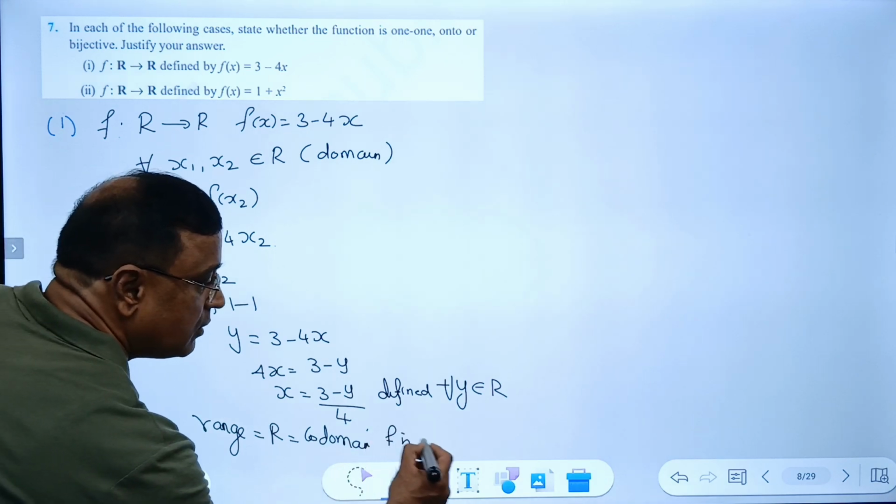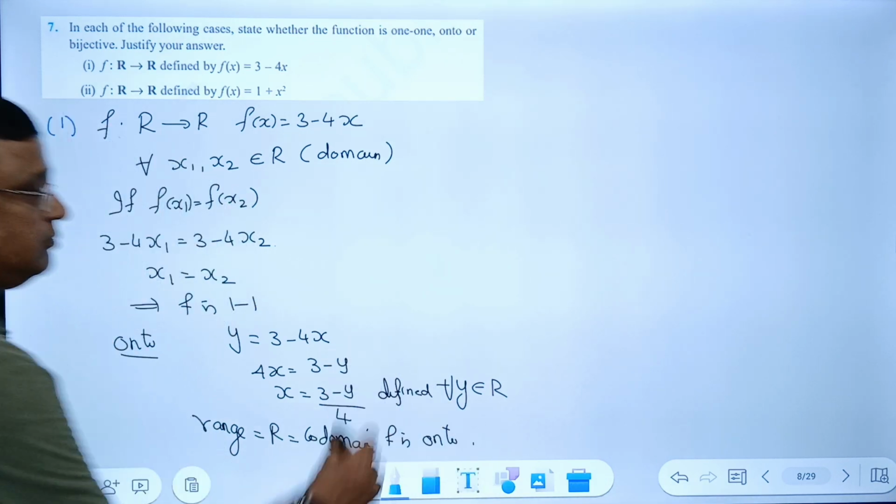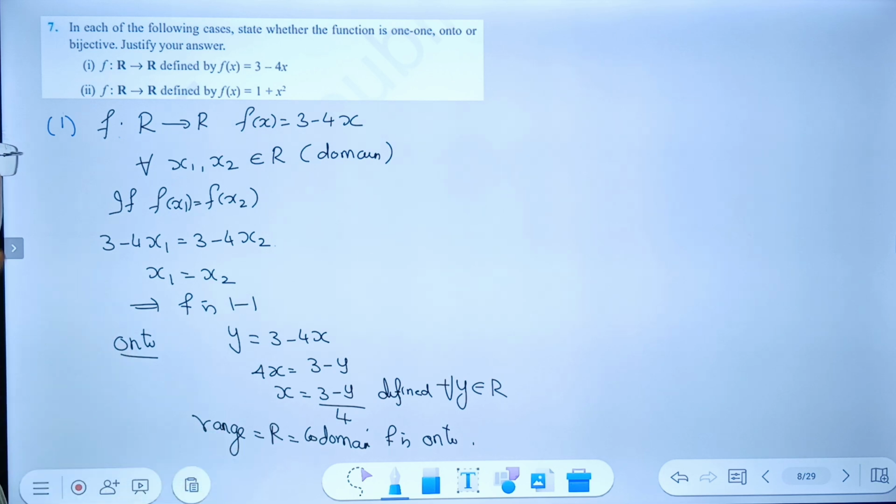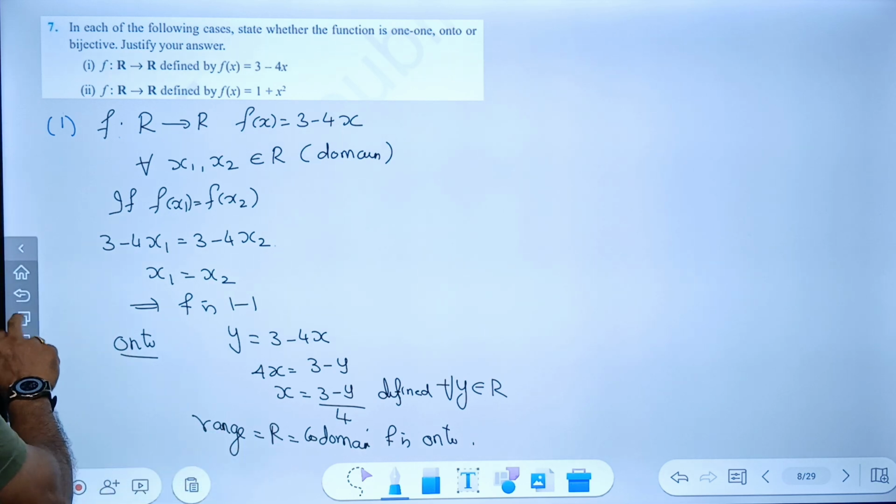Therefore f is onto. We'll just have a look at it in GeoGebra also.